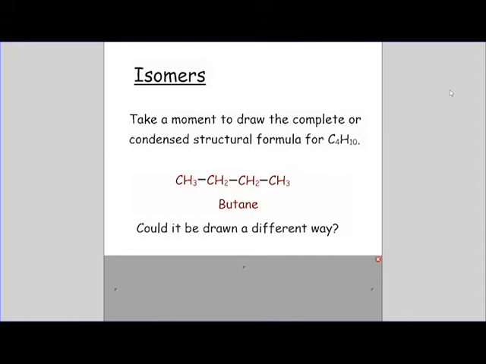Now, the question is can I draw this a different way so that I still have 4 carbons and I still have 10 hydrogens, but it's no longer butane. It has a different name to it. Pause the video, think about it, try to make a couple sketches on the side, see if you can't make another structure that's not butane that has 4 carbons and 10 hydrogens. And when you're ready, come on back.